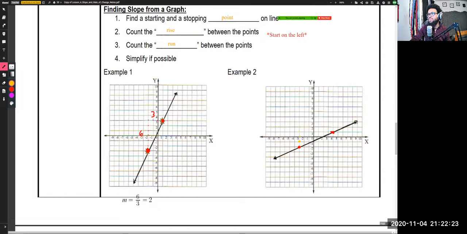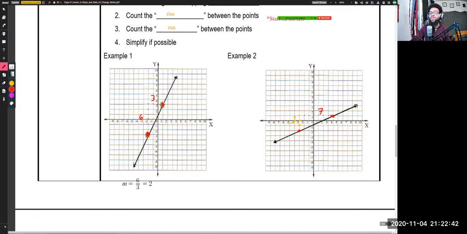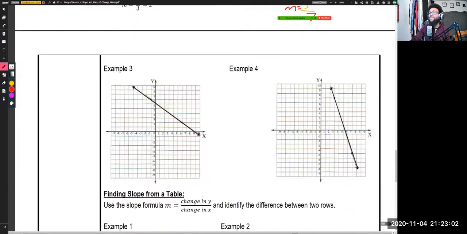1, 2, 3. We got 3 there, and when we count our run, we have 1, 2, 3, 4, 5, 6, 7. All right, and we have 7 for our run. So when we go to write our slope, our M equals our rise over our run. Our rise in this case was 3, and our run was 7.